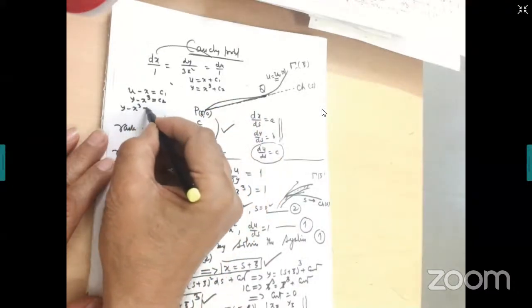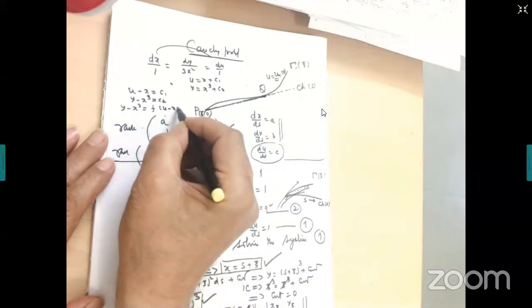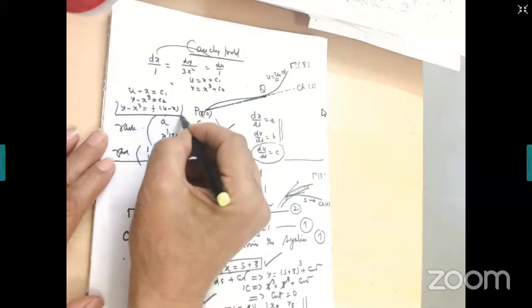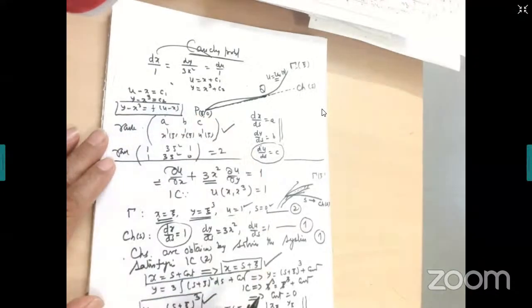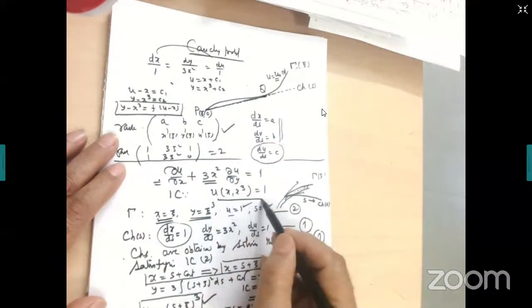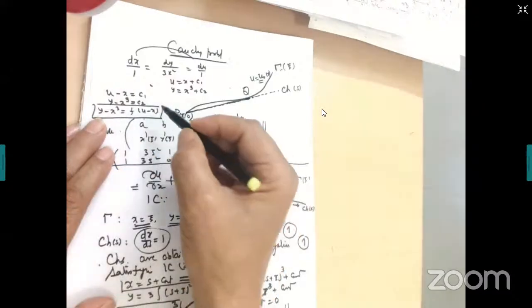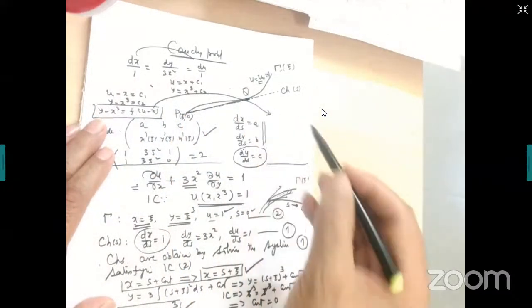Now you see there is no geometry at all. This is the general solution. Now how do we determine this general solution? We make use of the initial condition to determine this arbitrary function.